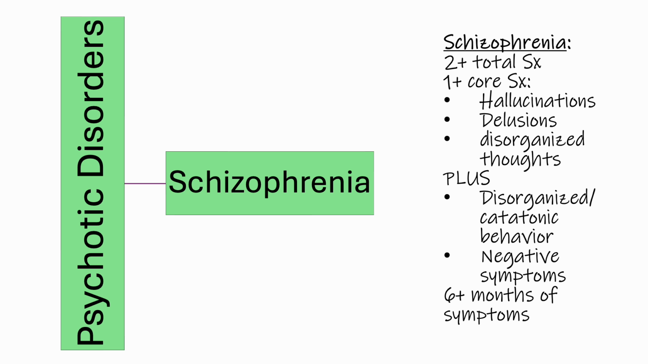However, there must be some evidence of disturbance for at least 6 months total for a diagnosis of schizophrenia. That means that either the symptoms are present in a lesser attenuated form or there are predominant negative symptoms only that persist beyond the month of active hallucinations, delusions, or disorganized thoughts.